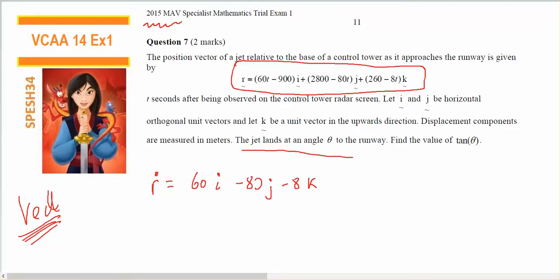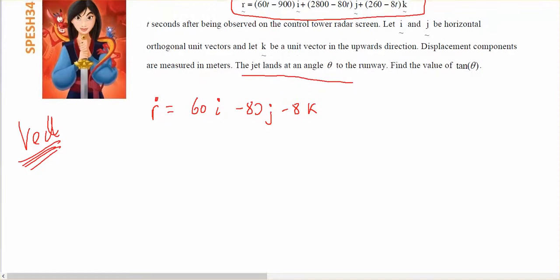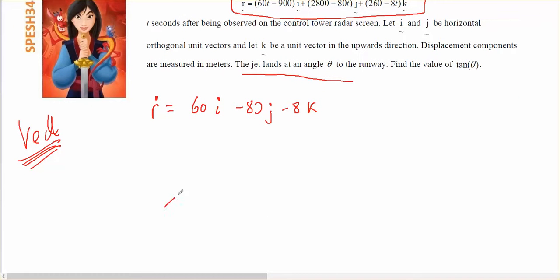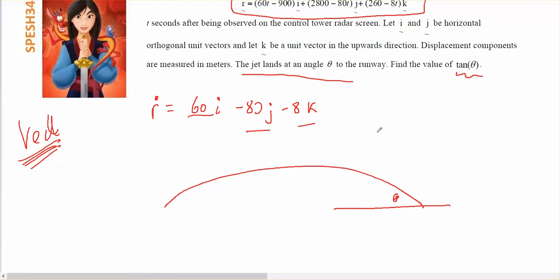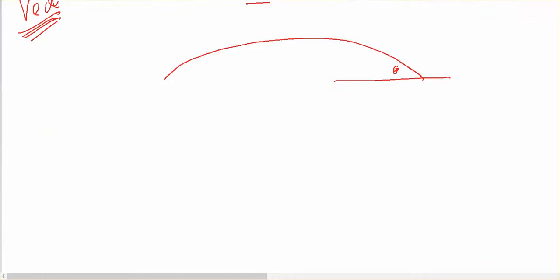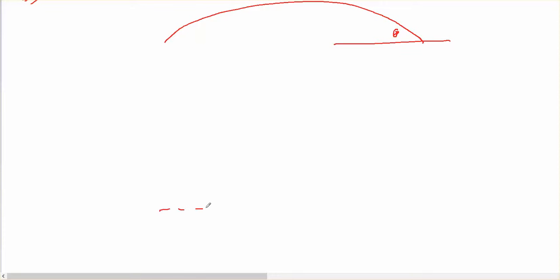So what have we got here? We've got a jet, and the jet takes off and lands, and when it lands there's an angle, and that theta is what the question's being asked about, and it's the tan of theta. We have an I, we have a J, and we have a K, and the K is vertically up and down. So what have we got happening? I might have an I component and I might have a J component, and they're both on the ground, and then I have a K component.